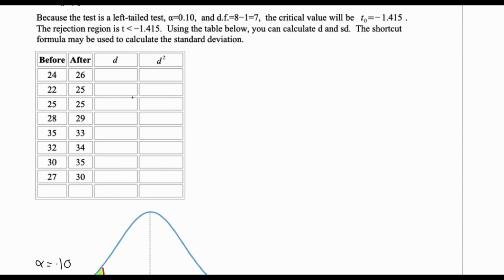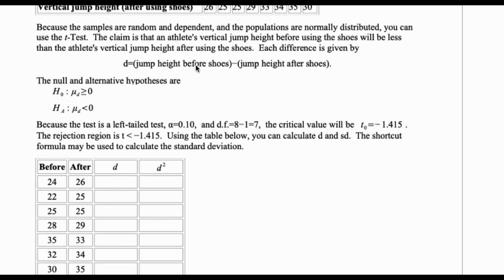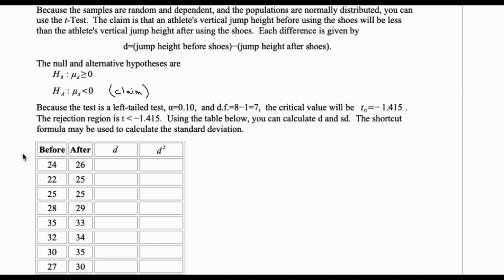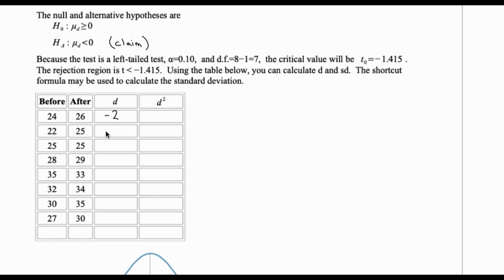Now we have to calculate each difference for every person who participated here. If we're doing initial minus final, then we expect that we would get a negative. And that means that this would actually be the claim. We will subtract straight across. So that means we'll do 24 minus 26 to get negative 2. 22 minus 25, negative 3. This will be 0, negative 1, 2, negative 2, negative 5, and negative 3. A lot of the evidence looks good for the manufacturer, that's what they want. They want the before to be less than the after.